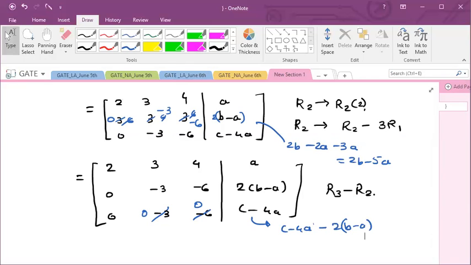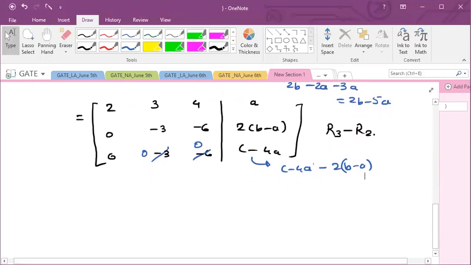Okay, so definitely here we will get C minus 4A minus 2B minus minus plus 2A. Now plus 2A minus 4A, that is minus 2A, minus 2A minus 2B plus C. Okay, so this is our term. So see over here.